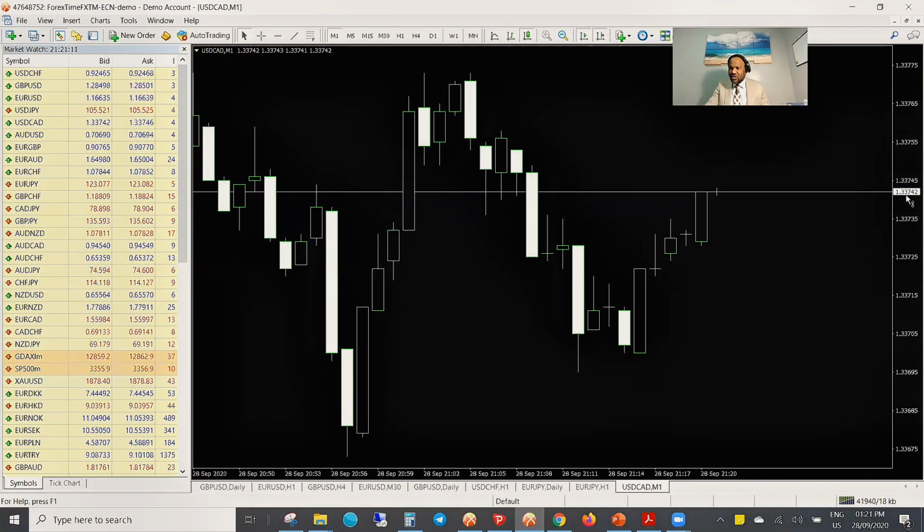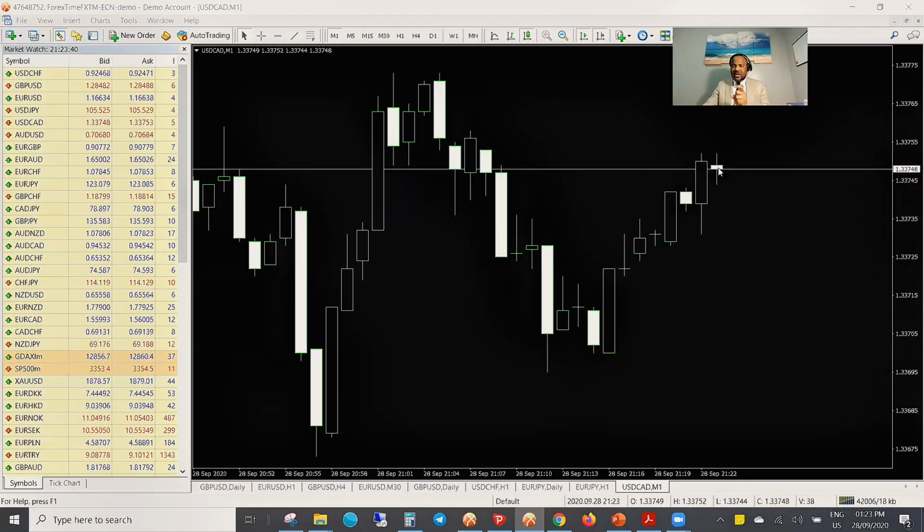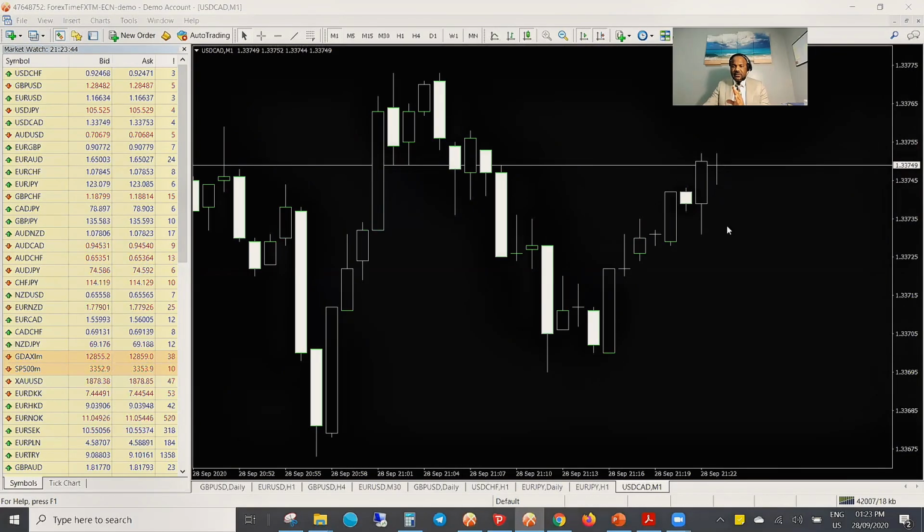So the price of the USD card is moving up and down. Now, I want you to watch. Pay attention now. Don't get distracted. This candle, let it finish first before you start counting. I'll tell you when to start counting. When a new candle starts, we'll start counting how many minutes or seconds it takes.